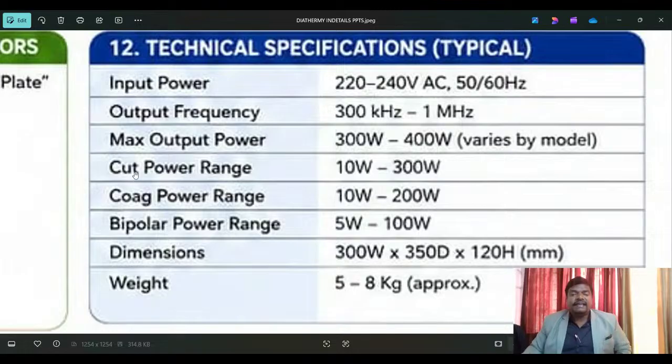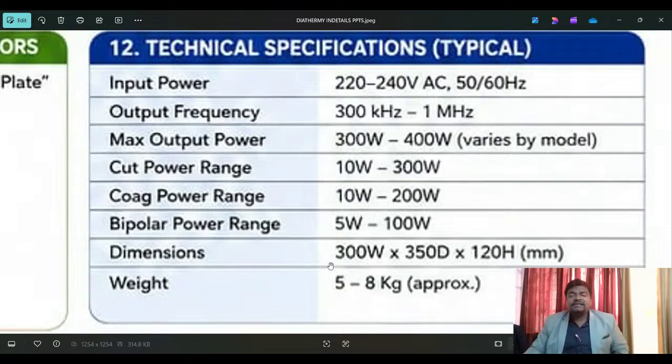Okay, next, see the specifications: cut power range is 100 watts to 300, coag power range is 10 watts to 200, and bipolar power range is 5 watts to 100 watts. These three specifications we cannot decide because they depend on the doctor. The doctor will operate the machine and decide how much is needed. Sometimes if we set this range, it will not cut the tissue. Sometimes if we change this one, we cannot fulgurate the tissue. That's why the doctor will decide these settings and operate.